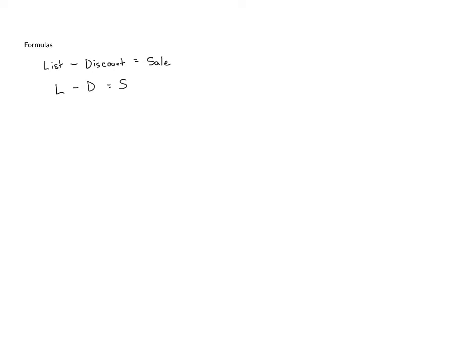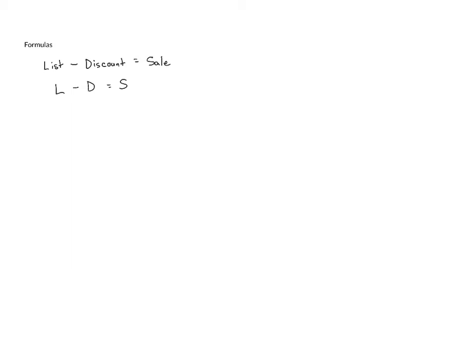But sometimes we might be given the sale price and the list price, and we want to figure out what the discount is, and we need to figure out how that works. Well, what we can do here is we can solve for D. We can solve for the discount, but in this situation, we won't get an answer like D equals 3. We will figure out what D is in terms of L and S.